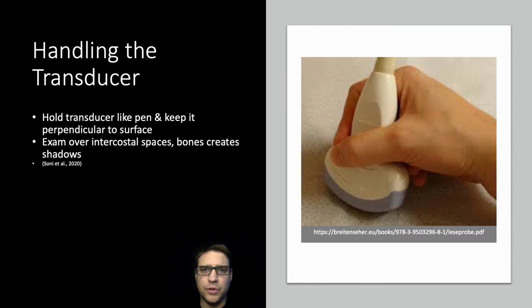When examining each lung viewing zone and the PLAPS point, it helps to hold the transducer like a pen and to keep it perpendicular to the pleural surface so that what is being imaged corresponds to what is directly below the probe, and so that reverberation artifacts are created. If the transducer is not kept perpendicular, off-axis images may result and critical artifacts can be missed, which may lead to the wrong diagnosis. Furthermore, it is critical to hold the transducer over the intercostal spaces between the ribs, because the bone is very hyperechoic and will create shadows that obscure deeper views.